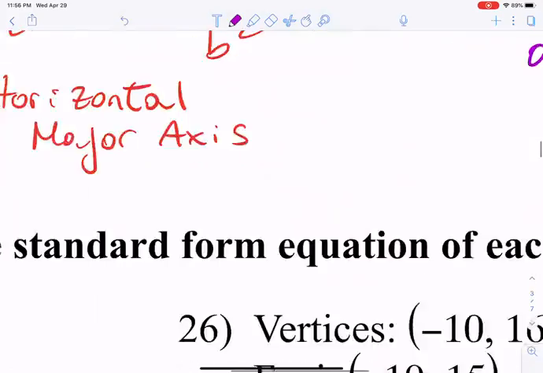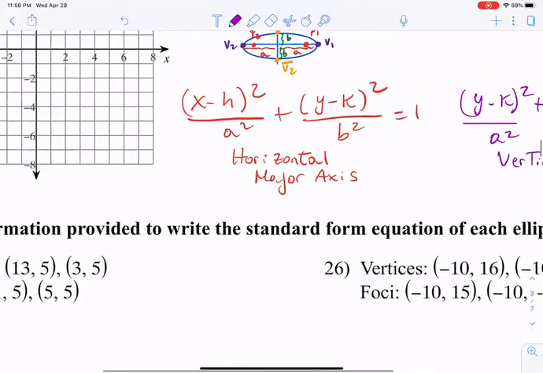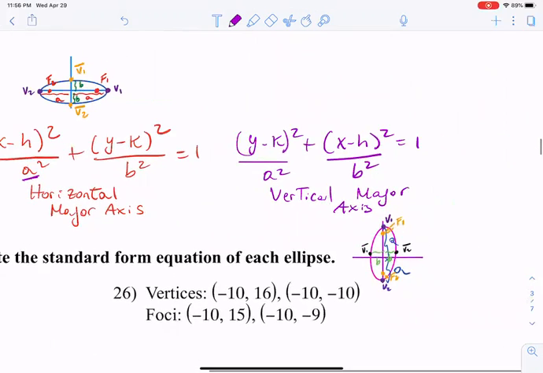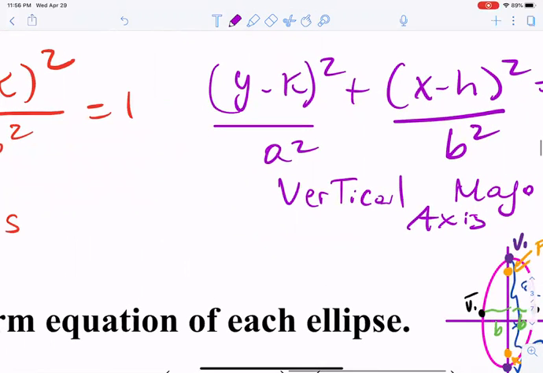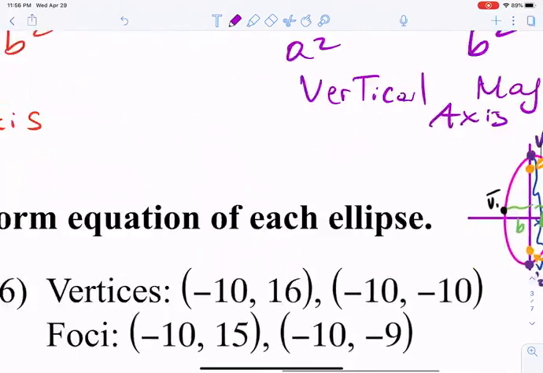Also, if this a squared is below the (x minus h) squared, that means this is a horizontal axis. If you see the a squared just below the (y minus k) squared, that means this is a vertical axis. So just keep that in mind as well.